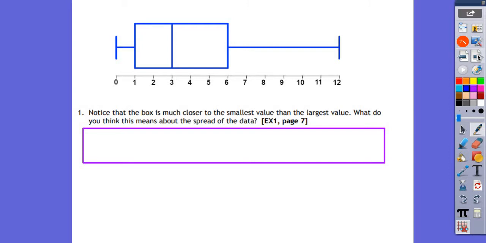Alright, so it says notice that the box is much closer to the smallest value than the largest value. So they're saying this whole box of the box and whisker is shifted closer to the 0. What do you think this means about the spread of the data? Since my whole box is shifted over to the beginning, what is that telling me? There's more clusters of numbers at smaller numbers than larger numbers. Okay, she said it's more clustered over here in the smaller area.